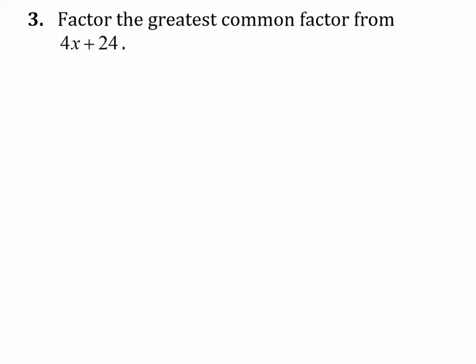Alright, and it should be that easy. So 4 and 24, 4 gets to go on the outside. Leftover should be x plus 6. That's what we're doing. So really, distributive property in reverse.